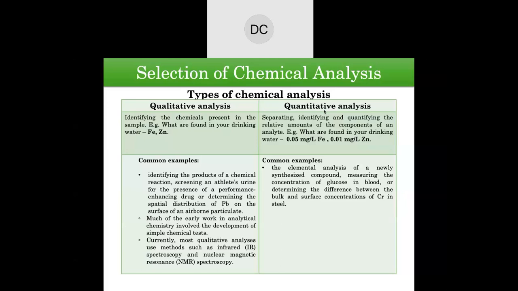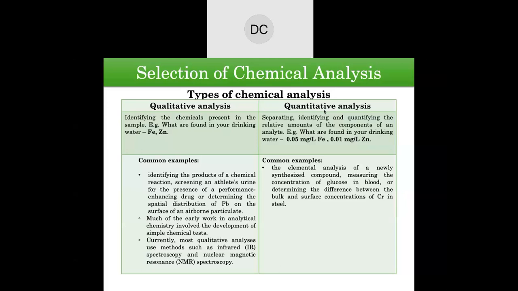So for the quantitative analysis, we need to know the elemental analysis of a new compound. For example, kita tahu we have synthesized a new compound. So you need to know the elemental analysis. Berapa persen carbon, berapa persen nitrogen, berapa persen oxygen in a newly synthesized compound. So that is what we call quantitative. So the numbers, that is quantitative.